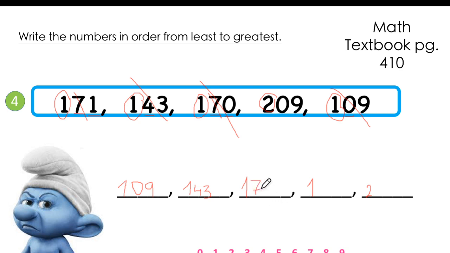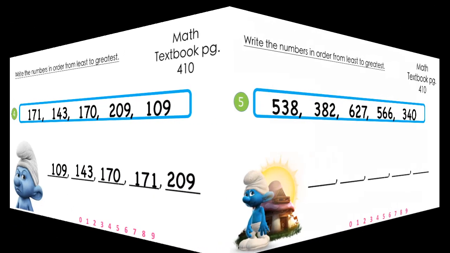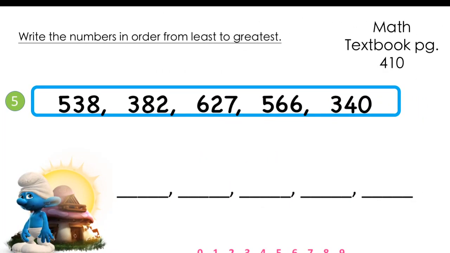And the last one will follow it, 171. And the last one, 209. That's the greatest number. Let's just check the answers. Very good. Okay, let's go to the next one.